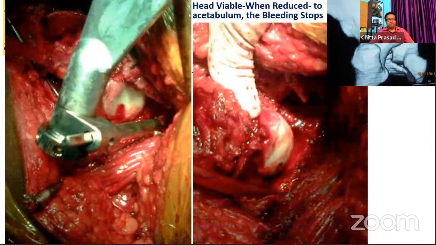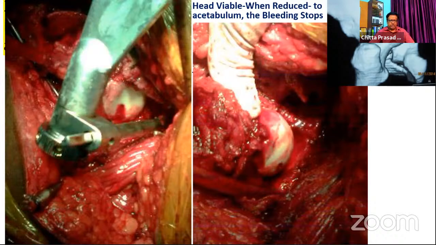I had to do a periacetabular capsulotomy and keep checking whether this bleeding is returning. Then I had to do an iliopsoas tenotomy, and it started bleeding. When I reduced it into place, I had great difficulty in getting the trochanter back to its place. I had done a trochanteric osteotomy at that time.